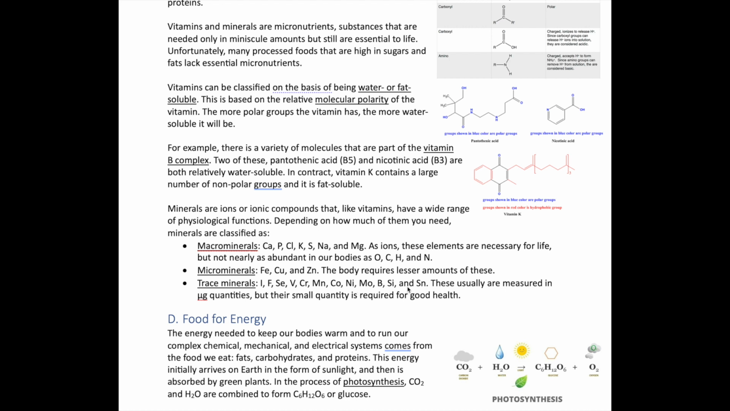Trace minerals are the ones you need in very small quantities. Again, these are usually what we call cofactors for certain enzymes in the cell. The enzymes are things that help the chemical reactions in the cell to progress. They're catalysts. If you don't have these trace minerals, then the enzymes won't work.